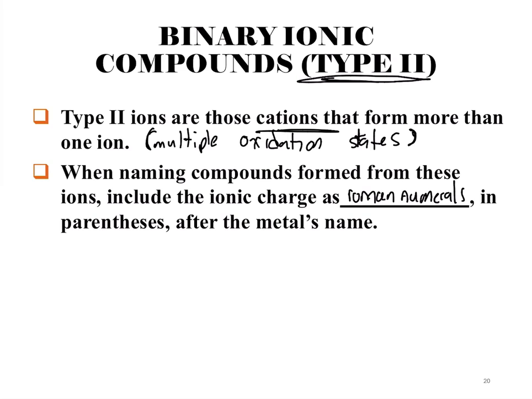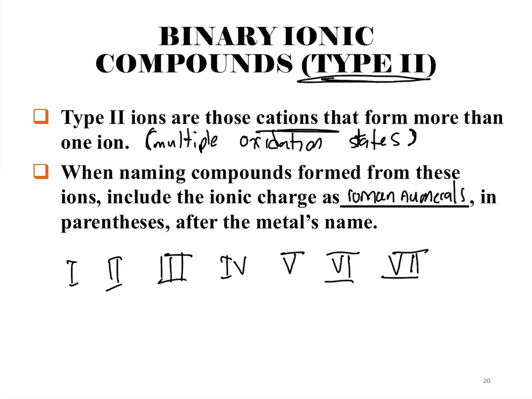So if you don't remember your Roman numerals, the good news is manganese is the highest possible charge on any element, and that only goes up to +7. So we just have to remember the maximum of what the 7 Roman numeral is. Like 1, 2, 3, 4, 5, 6, and 7. So those are our Roman numerals. 1, 2, 3, 4, 5, 6, 7.